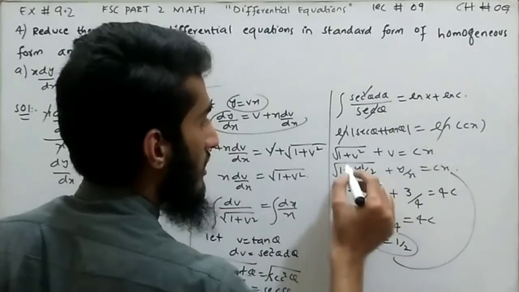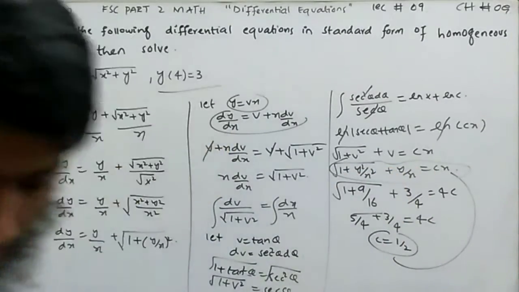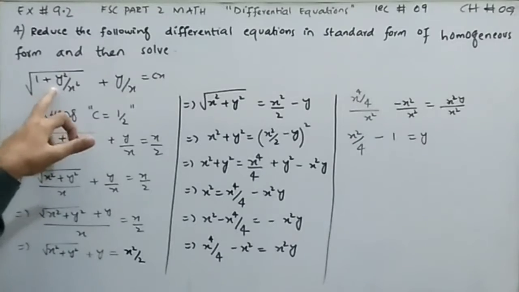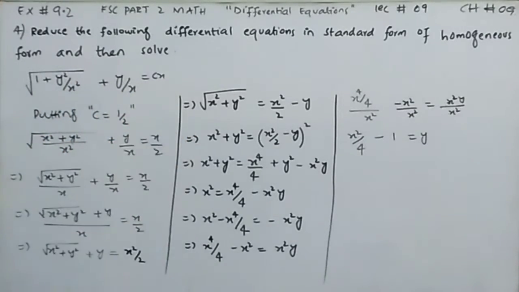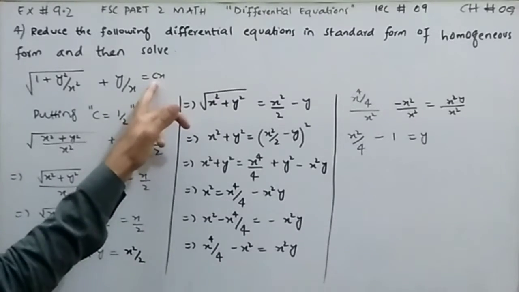Put over here, it will give us the required homogeneous differential equation. Now let's understand the first question furthermore to its required solution. We got this equation: square root of 1 plus y square by x square, plus y by x is equal to cx. We also got the required value of this constant c is equal to 1 over 2. So put over here 1 over 2.